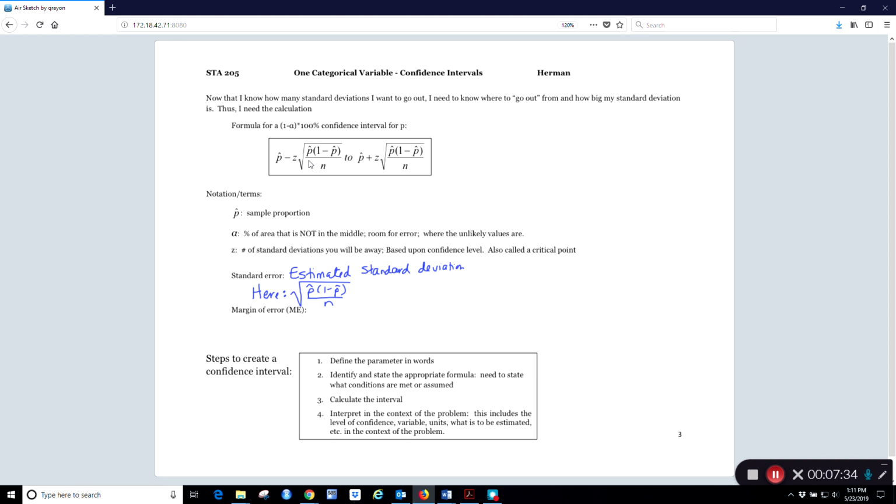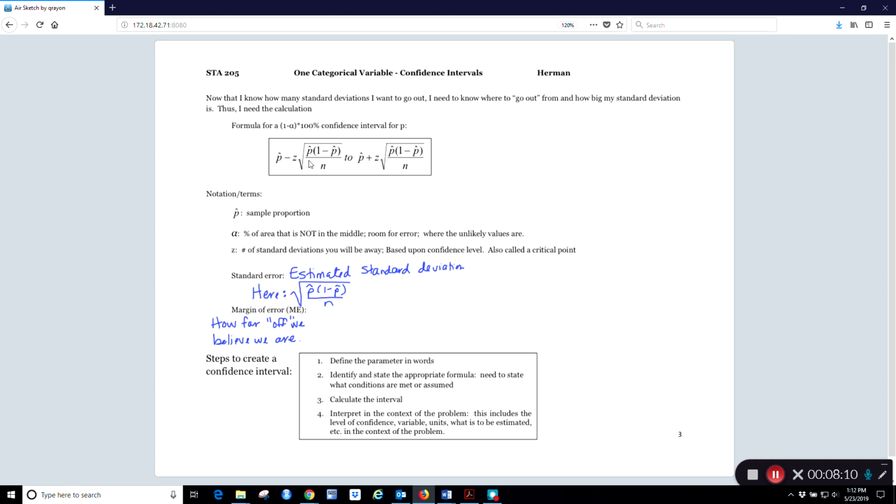Now another term we talk about is margin of error. So what is a margin of error? It is how far off we believe we are. Some of you may have seen some reports that say 25% plus or minus 3%. That plus or minus 3% that you'll be seeing is what we call a margin of error. It's how far off we believe we are.